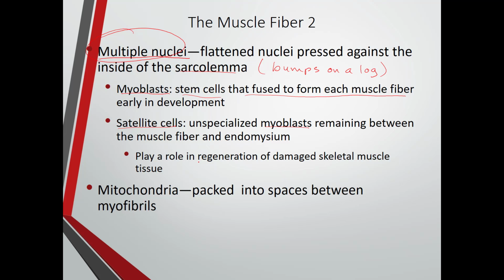So this is how we regenerate if you have damaged the skeletal muscle tissue. It's sort of like a stem cell, but a little bit more developed. Again, a myoblast is a stem cell, so satellite cells are ones that are unspecialized, but they are just located there waiting in case you tear or damage the skeletal muscle.